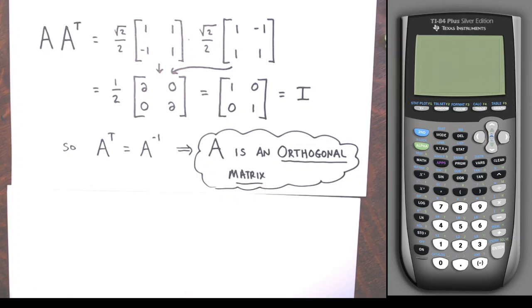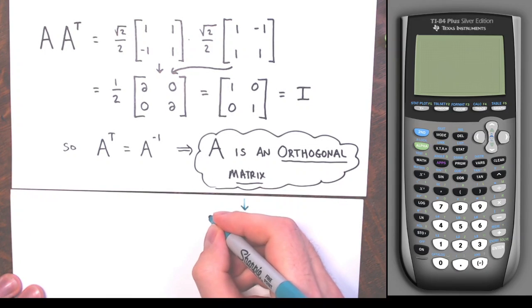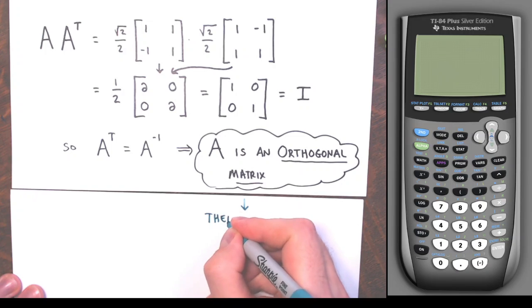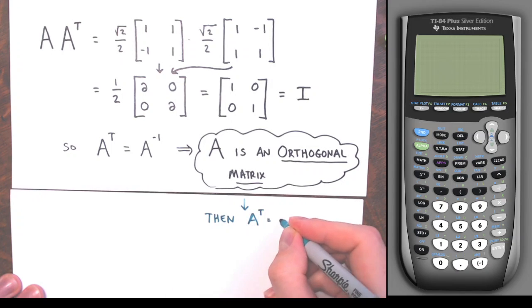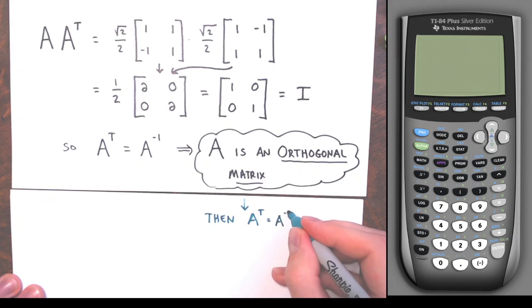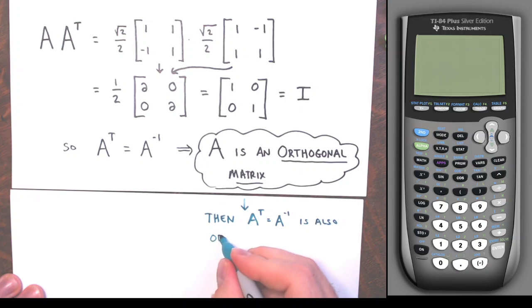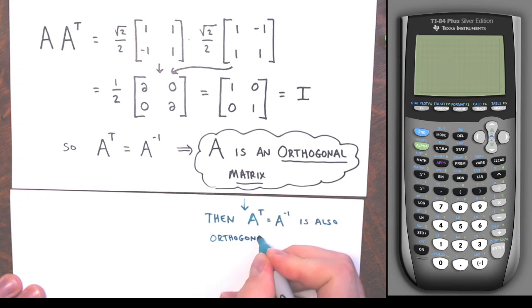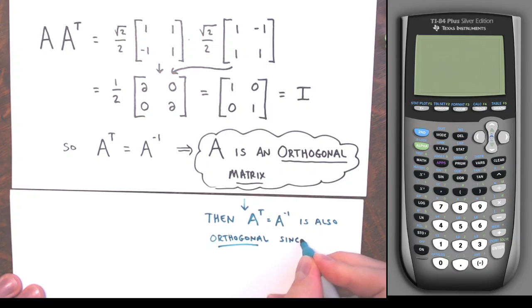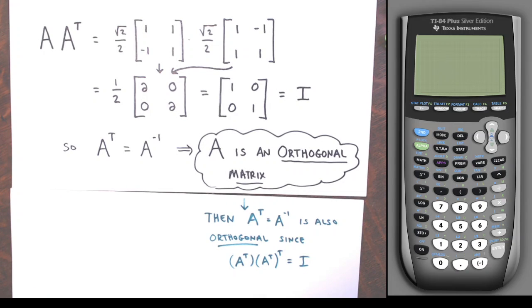Right? If A is orthogonal, then A transpose, or in this case, because A is orthogonal, A transpose is A inverse. This is also orthogonal. Again, that's because A transpose multiplied by A transpose transpose would be equal to the identity, right? Because again, this is just A transpose times A, which would be the identity. Okay. So that's one thing I want to point out.